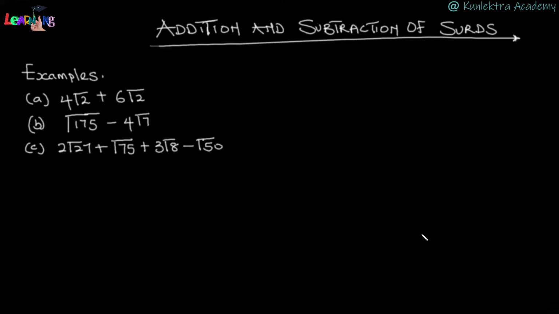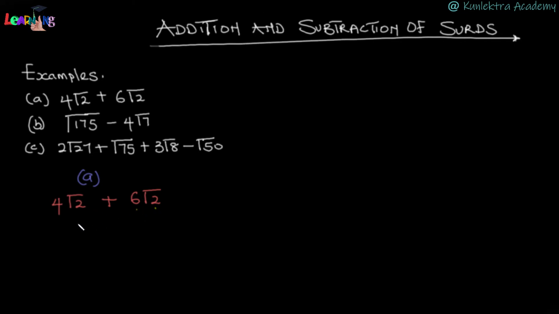Having to understand how you can add both like and unlike surds, I'm going to be using these 3 examples to explain how you can add or subtract surds. Let's start with A. 4 root 2 plus 6 root 2. I want you to notice something here. We have a whole number and a surd on two sides. This is a whole number and a surd. This is a whole number and a surd. How do we go about it?